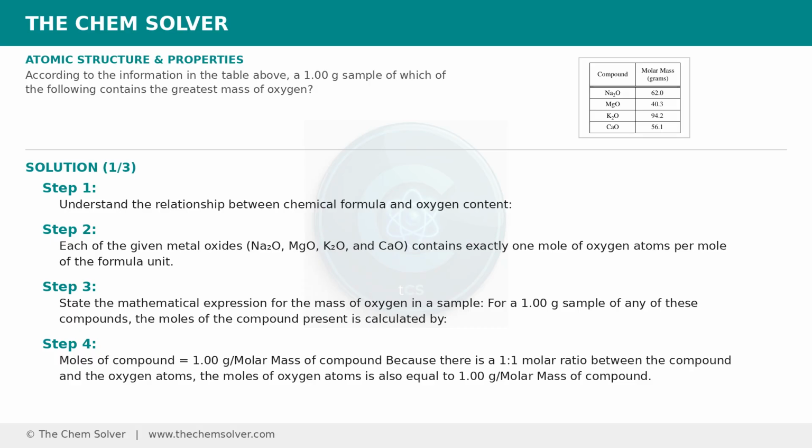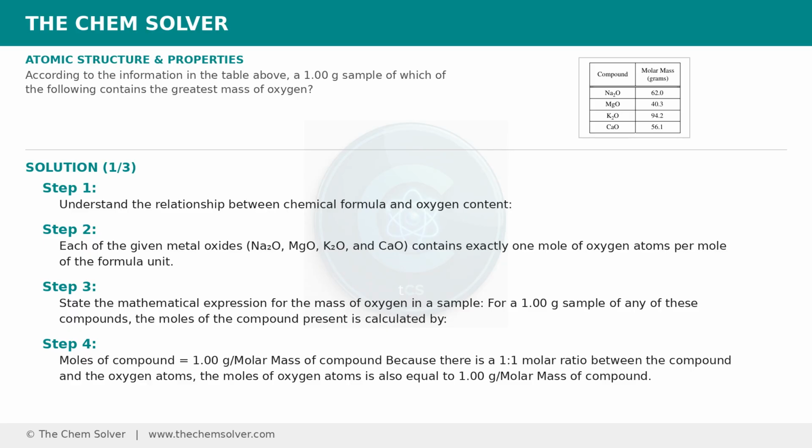Understand the relationship between chemical formula and oxygen content. Each of the given metal oxides, Na2O, MgO, K2O, and CaO, contains exactly 1 mole of oxygen atoms per mole of the formula unit. State the mathematical expression for the mass of oxygen in a sample.